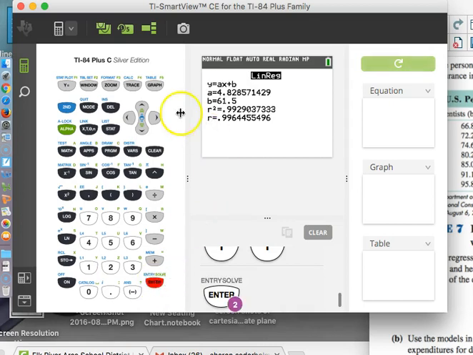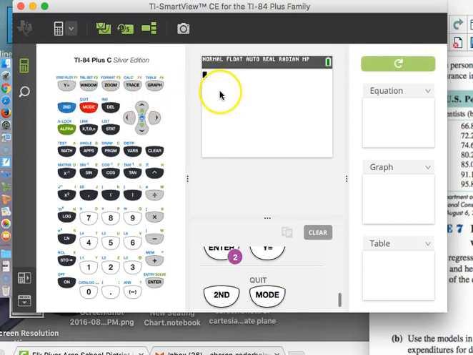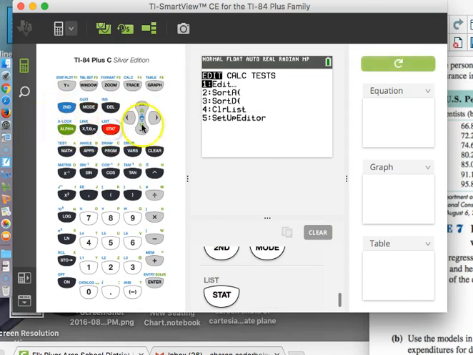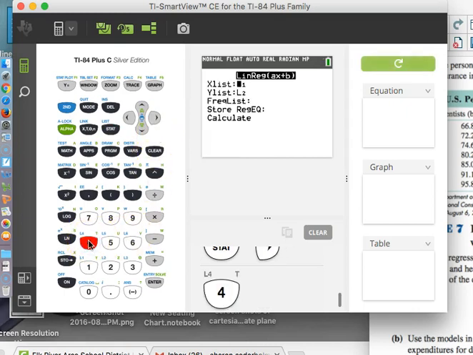Now the good thing about this is once we have that in, we could just go to Y equals, and it already put all the decimals and everything in there for us, which is fantastic. Then when you go back, we can do the other linear regression. So stats, calculate, and again it's linear regression number 4.